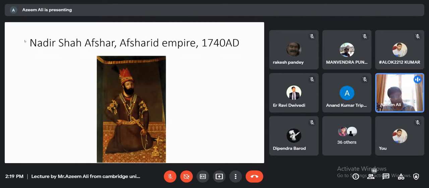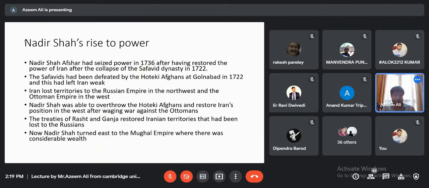And Nadir Shah was a king of Iran at the time, and this is a portrait of him in 1740 AD. So I'm just going to go over Nadir Shah very briefly. Nadir Shah had seized power in 1736 after having restored the power of Iran after the collapse of the Safavid dynasty in 1722. The Safavids had been defeated by the Pashtun Afghans in 1722, and this had left Iran quite weak.